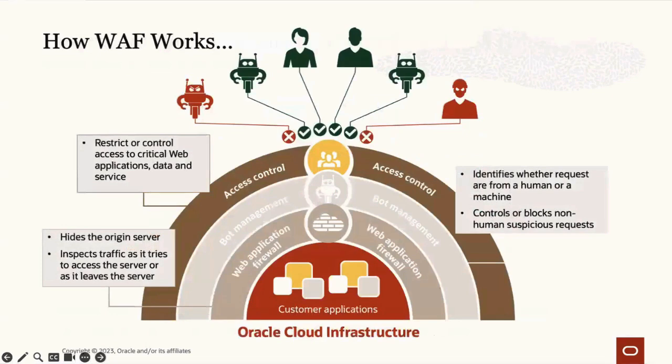So the idea behind the web application firewall is to restrict control access to your web apps, data, and services. And what it's going to do is hide your origin server and inspect two-way traffic. So it's going to inspect inbound and outbound traffic. It's going to try and identify whether requests are from humans or machines. And then it's going to try and filter out bad bots and bad actors and let in the good bots and people who are actually trying to use your web app for the intended purpose.